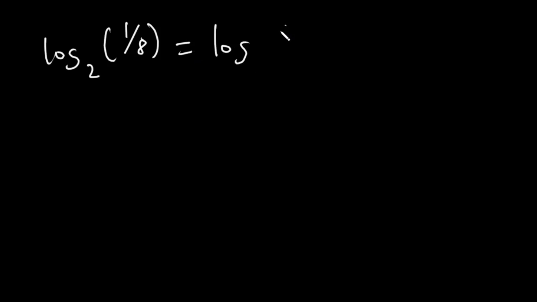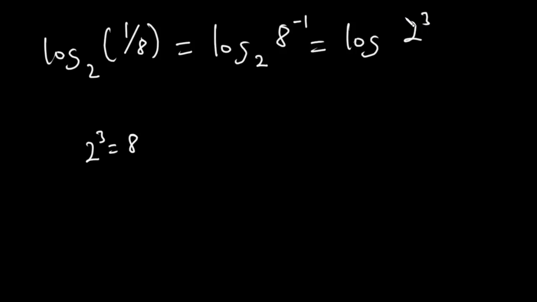So let's try this. Log 1 over 8 base 2. Now according to indices, we can rewrite this as log 8 exponent negative 1 base 2. Now 2 cubed is equal to 8. So this can be written as log 2 exponent 3 times exponent negative 1 base 2.